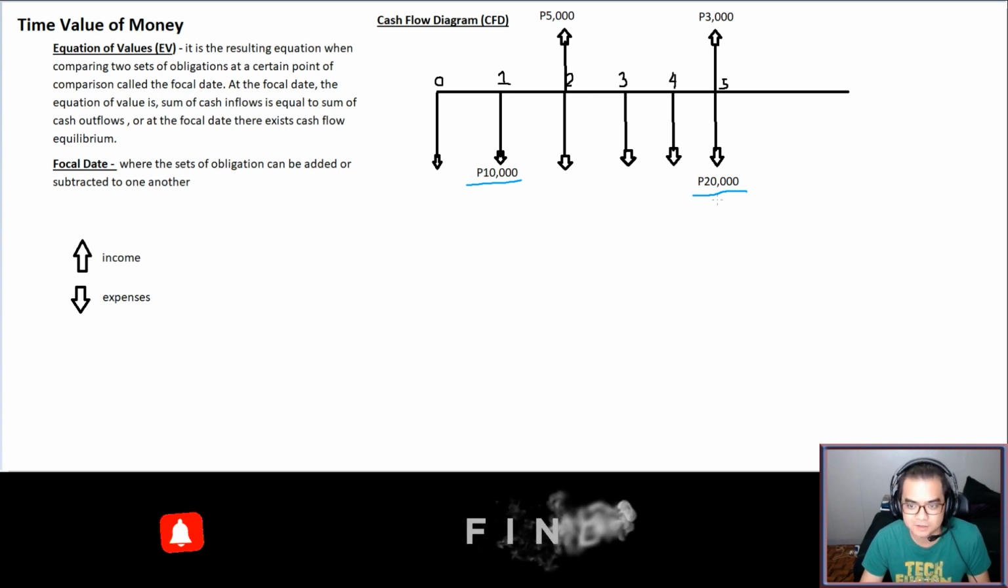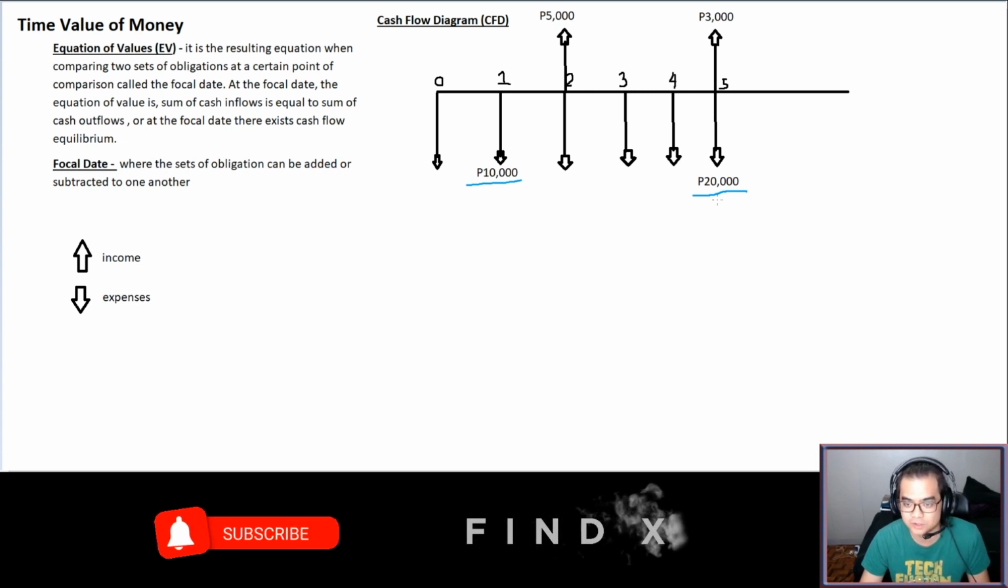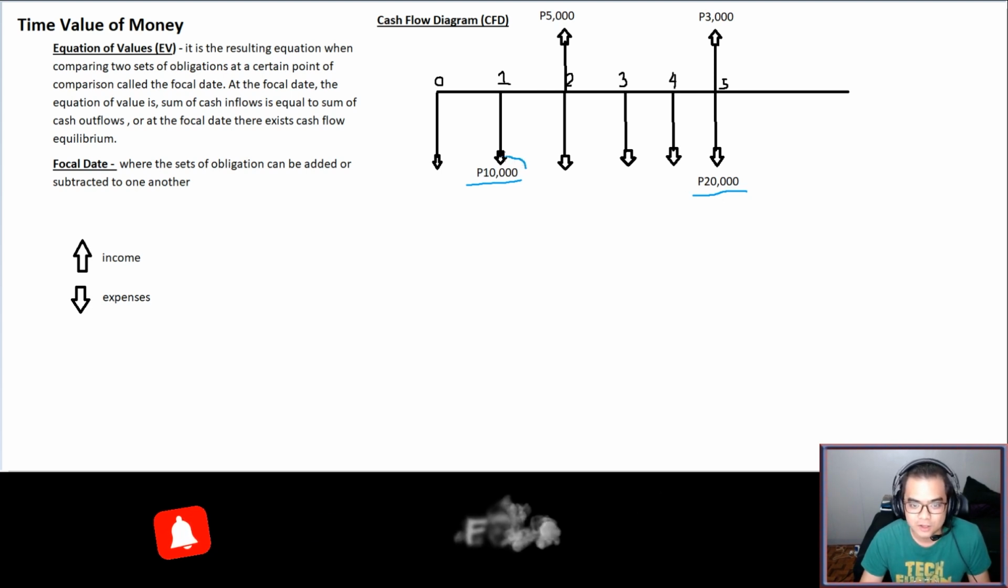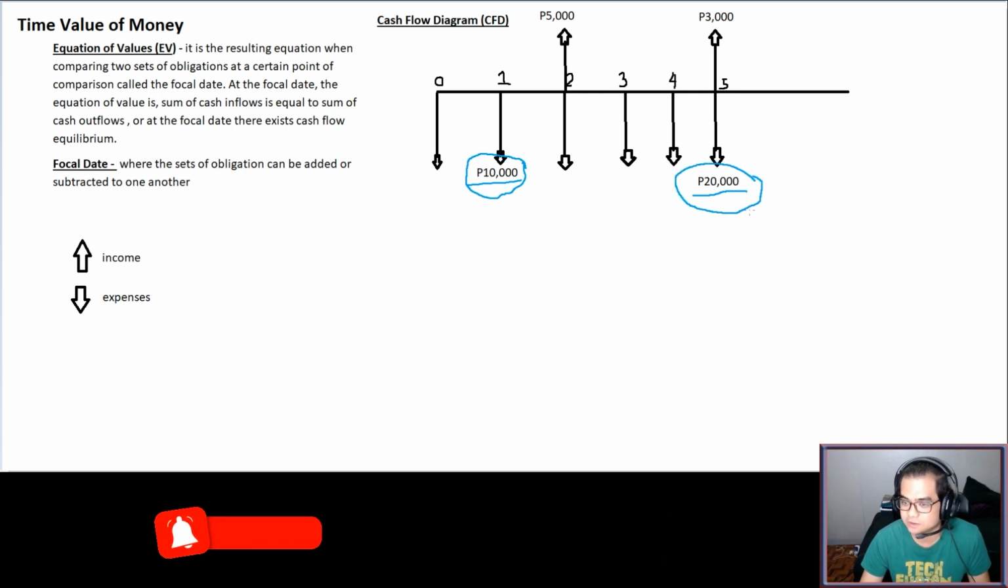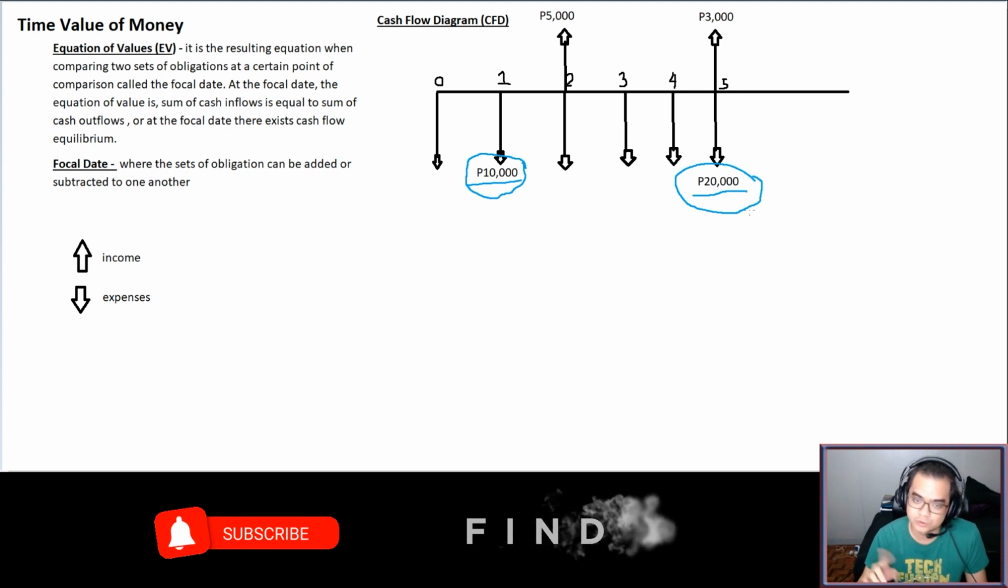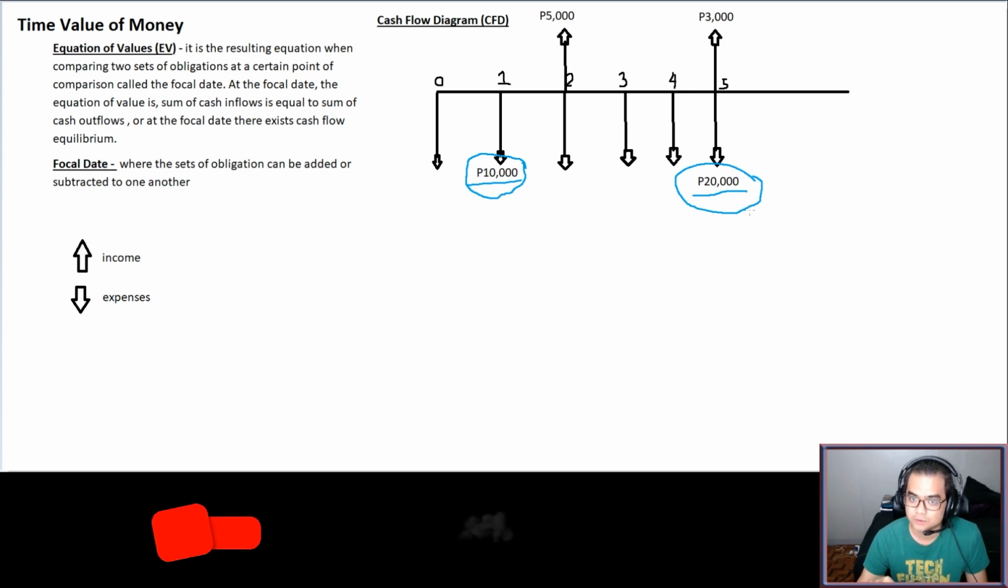You cannot say that the total expenses for this one is 30,000, because that's 10,000 plus 20,000. You cannot say that because 10,000 is at year one. Therefore, these expenses occurred at year one, while this expense occurred at year 5. Therefore, they are in different timelines. The other one is year 1, the other one is at year 5. So, therefore, you cannot add those two.